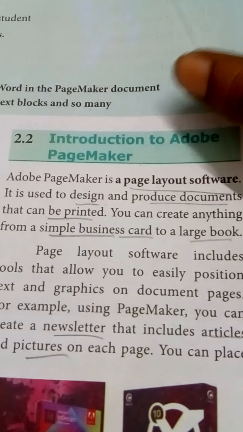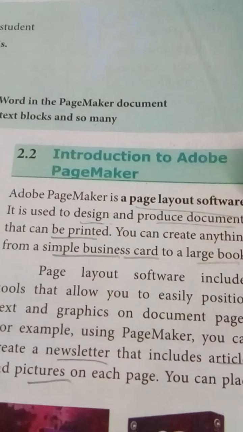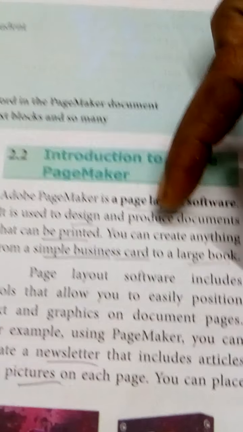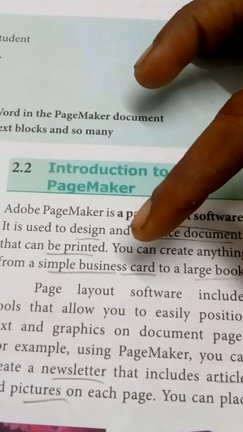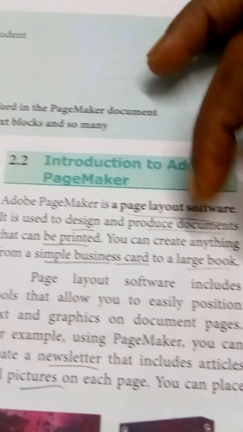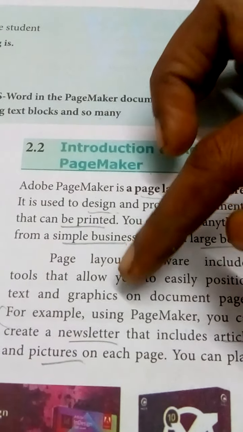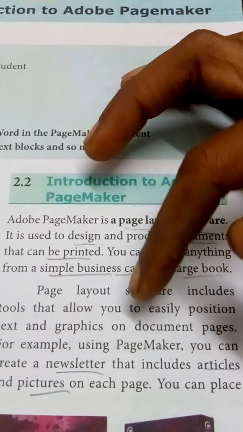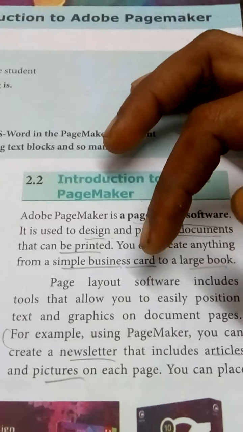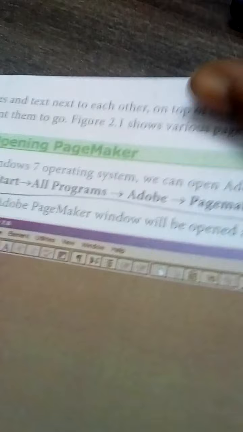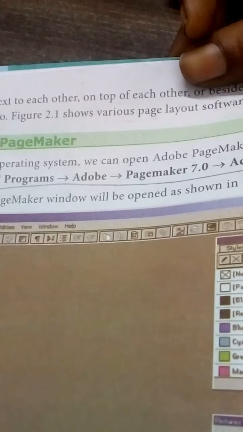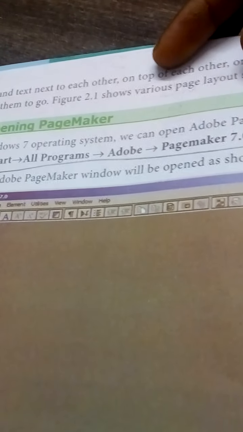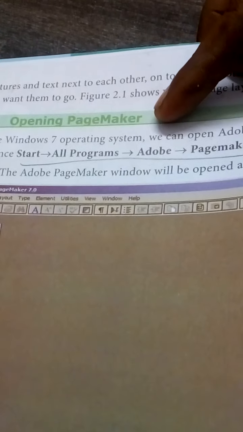Adobe PageMaker is a page layout software. It is a general-purpose tool used to design and produce documents that can be printed, from simple business cards to large books. For example, using PageMaker you can create a newsletter that includes articles and pictures on each and every page. You can place pictures and text on each page, at the top, left, bottom, or any side. So how can you open PageMaker?